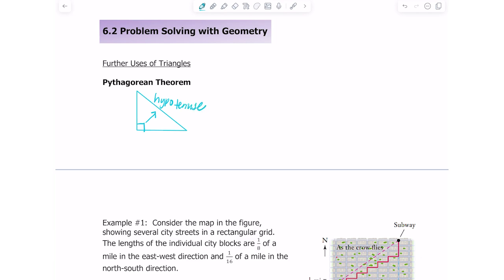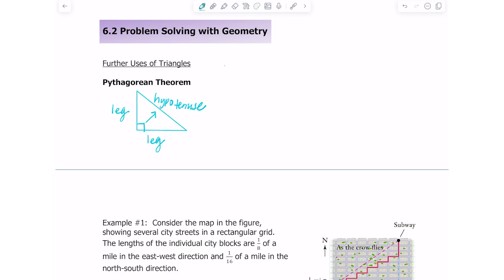And the hypotenuse is the longest side of the right triangle. It's directly across from the right angle. The other two sides of the triangle are called the legs. And there's a special relationship between the legs of a right triangle and the hypotenuse. And the Pythagorean theorem tells us that if you square both of the legs and add them together, it's going to equal the hypotenuse squared.